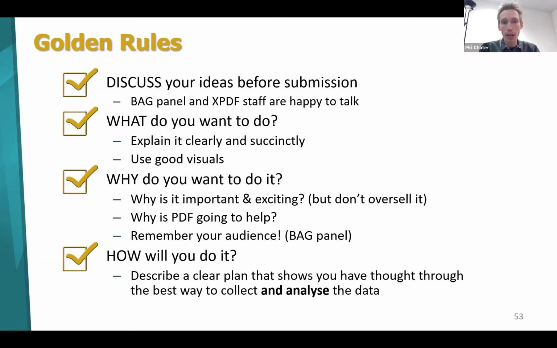The BAG panel and XPDF staff are going to be more than happy to talk to you about your ideas. And the earlier that you can do that, the better, because then we can go from, is this a possibility, through to a well-rounded experiment in advance of actually doing the experiment.